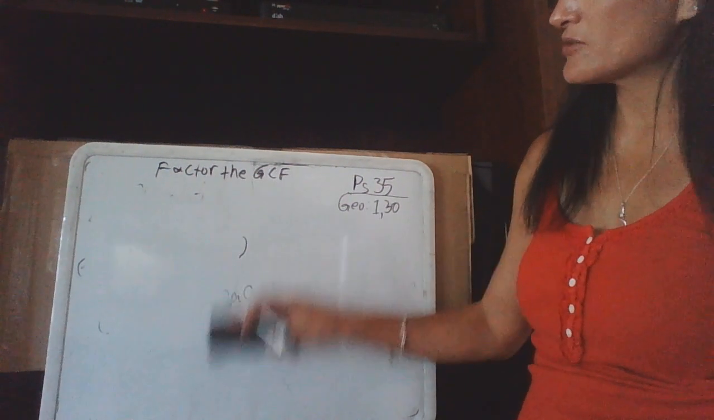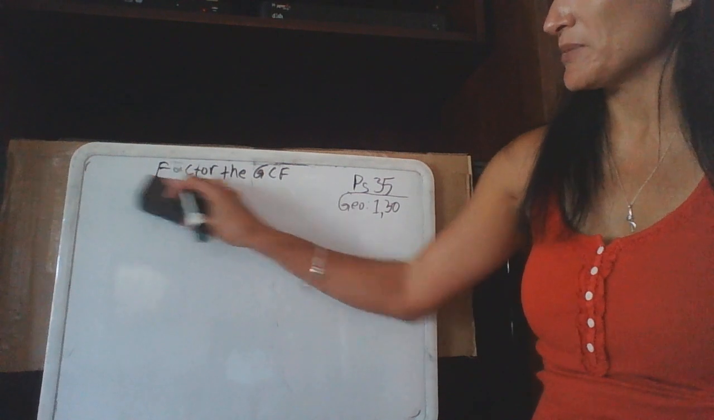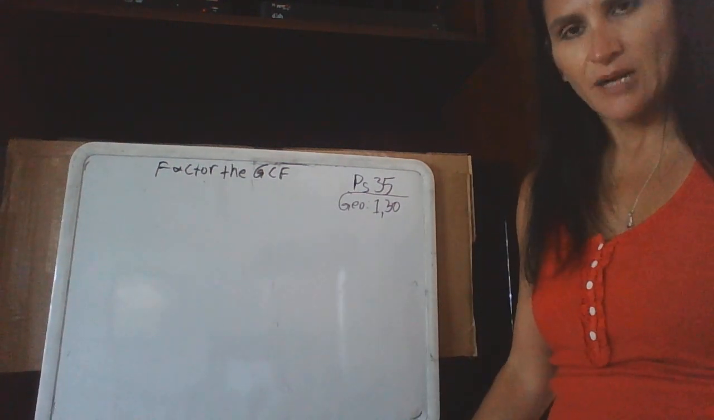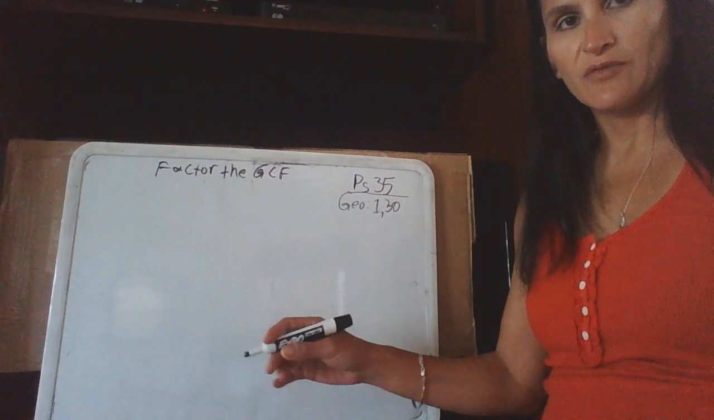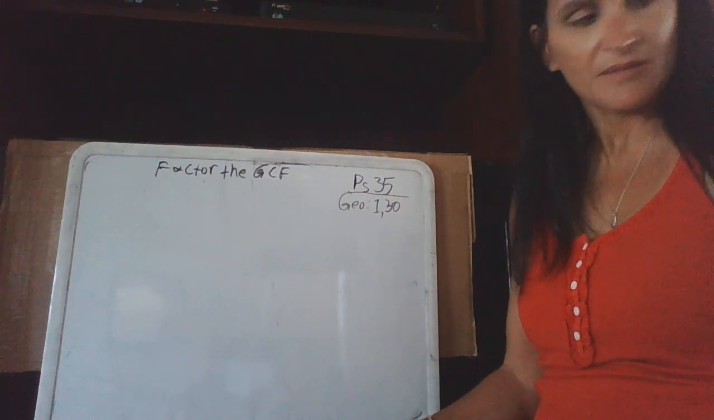Remember, finding the greatest common factor just means what do they have in common, but factoring out the greatest common factor means you pull it out and you leave whatever is remaining in parentheses.